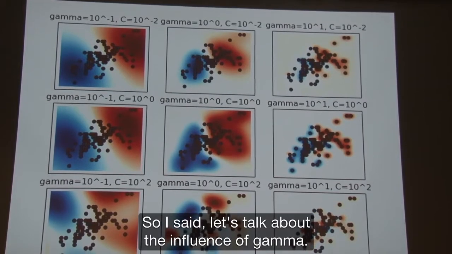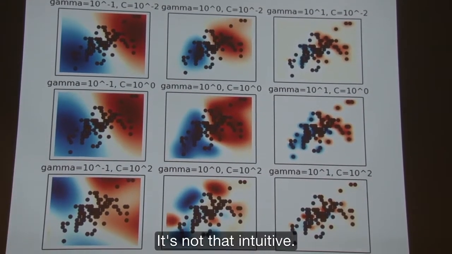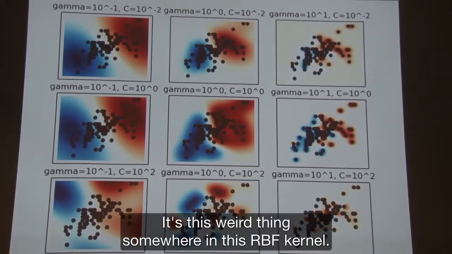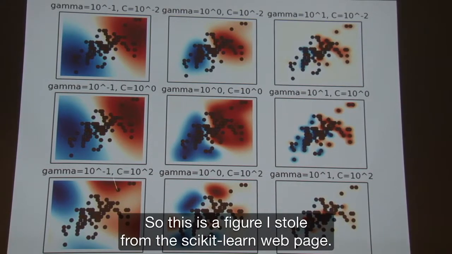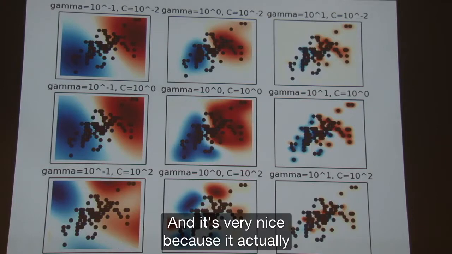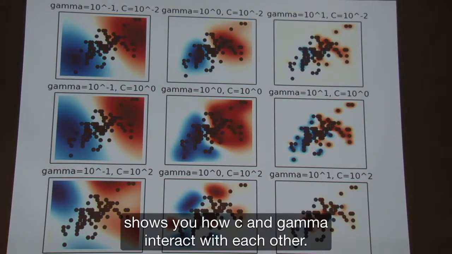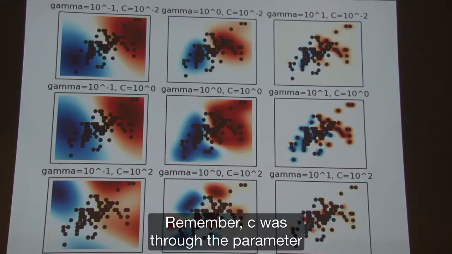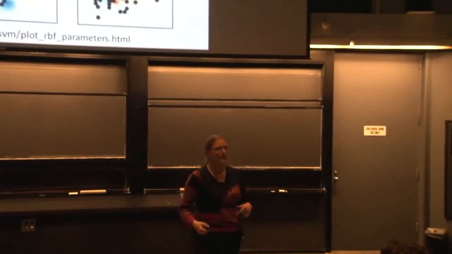So I said, let's talk about the influence of gamma. It's not that intuitive. It's this weird thing somewhere in this RBF kernel. This is a figure I stole from the scikit-learn webpage. And it's very nice because it actually shows you how C and gamma interact with each other. Remember, C was the parameter for our slack variables.